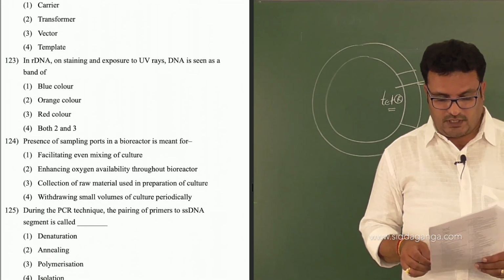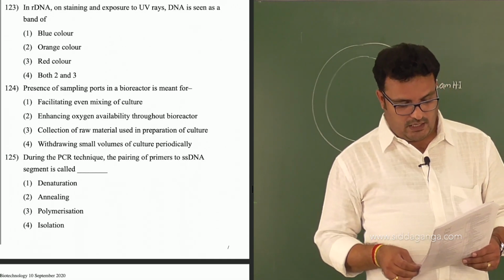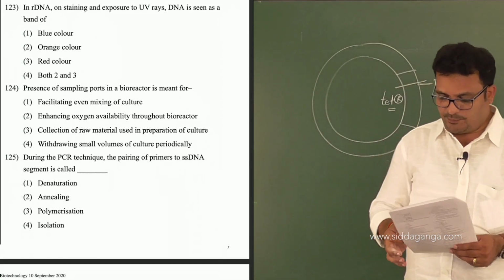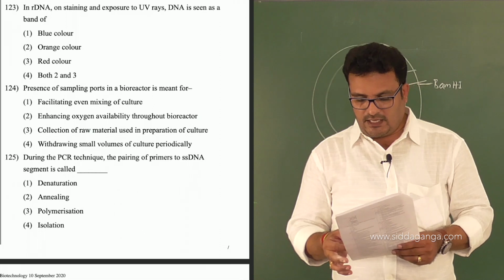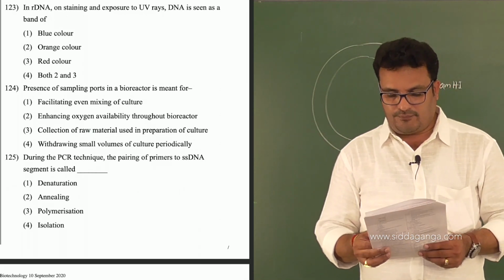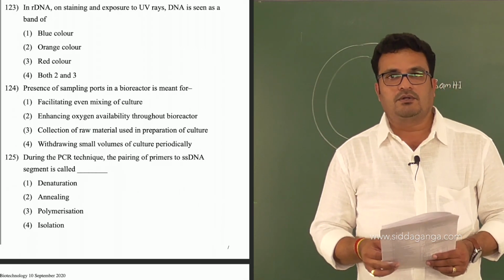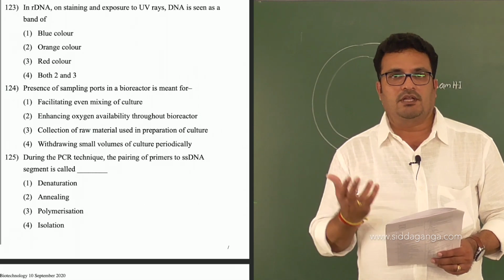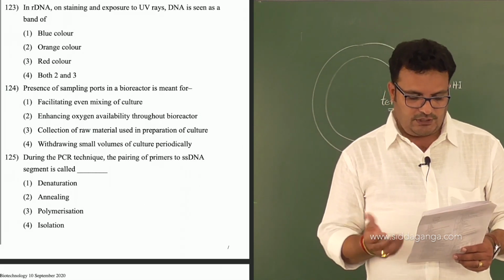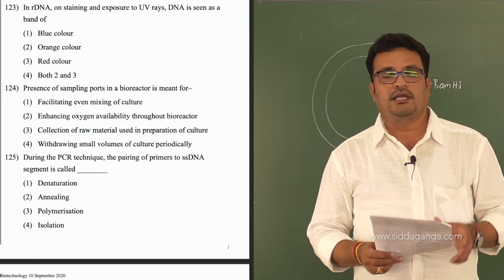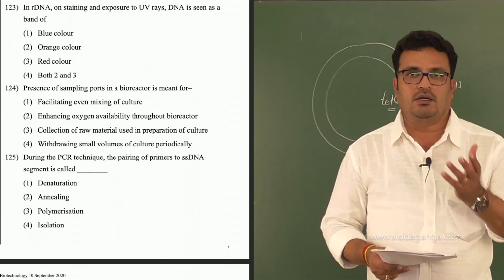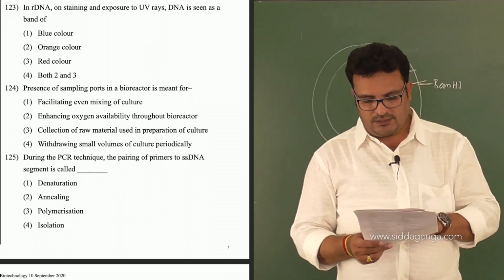And in 123, in rDNA, on staining and exposure to UV rays, DNA is seen as a band of orange color. Orange color comes; we call it yellow-orange, and some say only orange. That is due to the stain called ethidium bromide under UV rays.